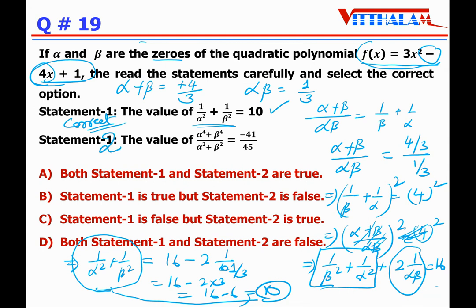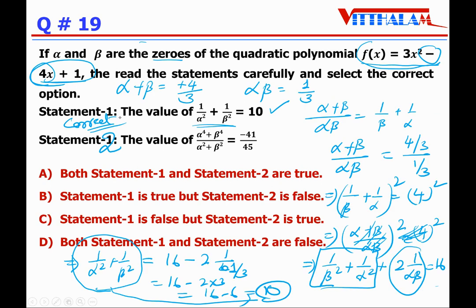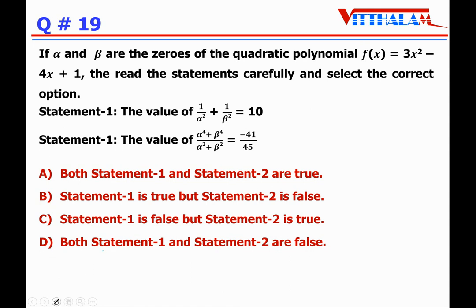Let's check statement number 2. The value of (α⁴ + β⁴) divided by (α² + β²). Correct? So first, let me erase. The sum of the zeros α + β we found out as 4/3, and product was 1/3. Statement 1 was true. Now let's find out this value.